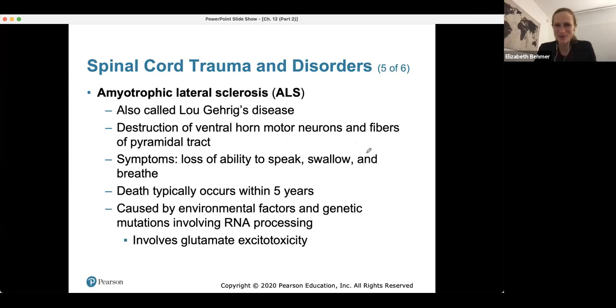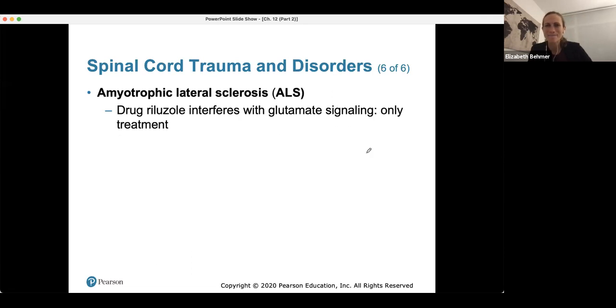Again, I could talk forever about these spinal cord disorders. I think this is where it gets really interesting, but I don't ask you guys too many questions about these. ALS is Lou Gehrig's disease. You lose the ability to speak, swallow, and breathe. That usually occurs within 5 years.